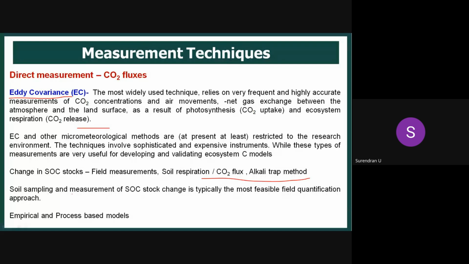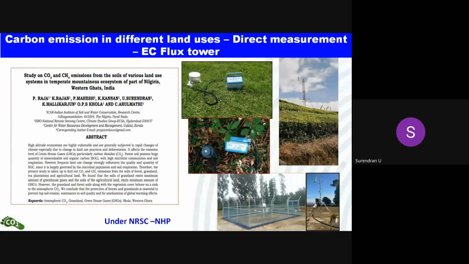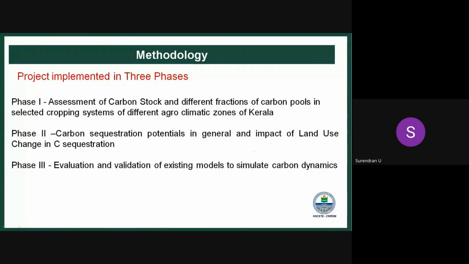Then some process-based models are also available that we tried to compare with the field observation data and validate. This is one of the studies under the NRC National Hydrology Project. It is done for tea as well as vegetables. In this particular project, I am not discussing the NRC project in detail, but this one is what we tried with Kerala.